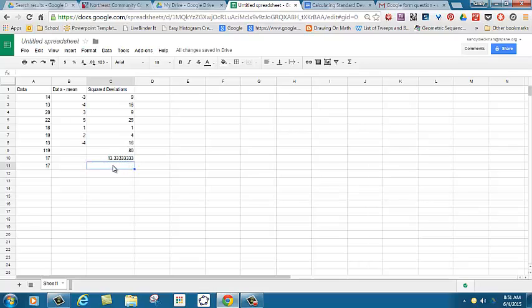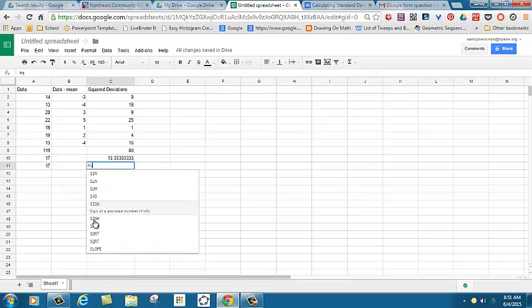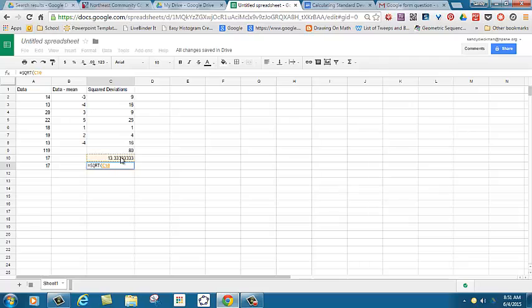And then I could do the same thing, equals, and for square root, it's SQRT right here, square root. And then I'm going to do the square root of this number. And there's my standard deviation, 3.65.